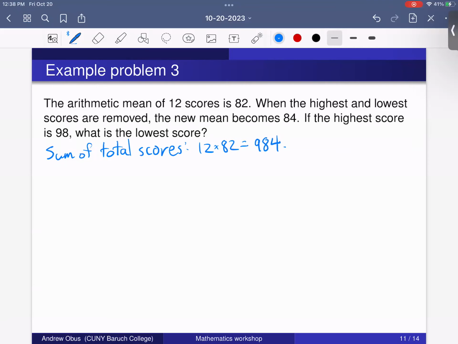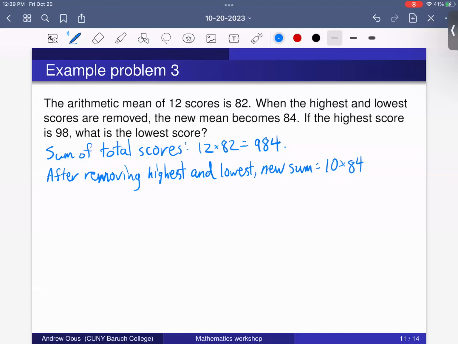Great. So what's next? Then I said when the highest and lowest scores are removed, that's 2 scores removed from 12, which left me with 10. Right. So the sum of the 10 remaining scores would be 10 times 84, after removing the lowest and highest. So after removing the highest and lowest, the new sum is 10 times 84, which is 840. Great.